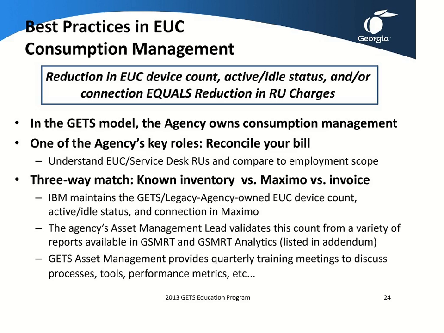But back to the agency owning consumption management. Reconciliation is a key role for the agency to control EUC charges. Agencies must first understand the EUC RUs they are being billed and complete a three-way match. For example, an agency should compare its list of employees in PeopleSoft against its data in Maximo against the invoice it receives from GTA. The agency's asset management lead performs these functions.